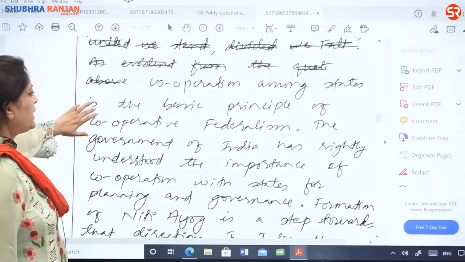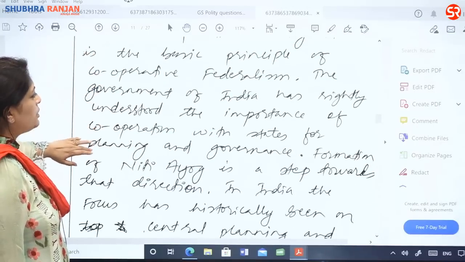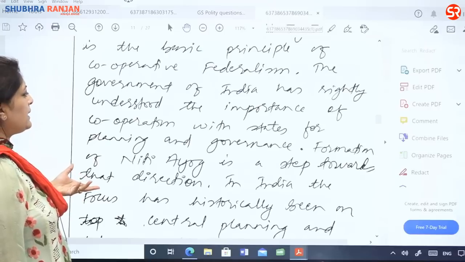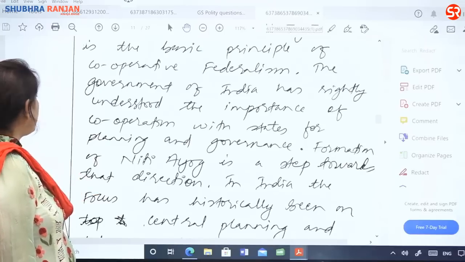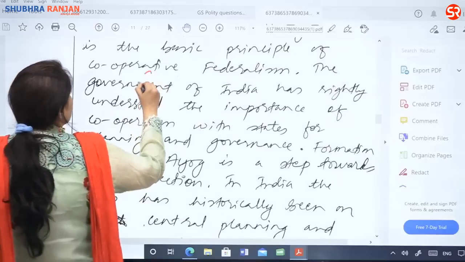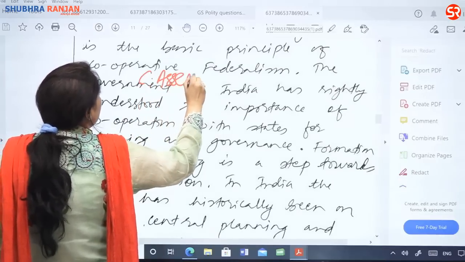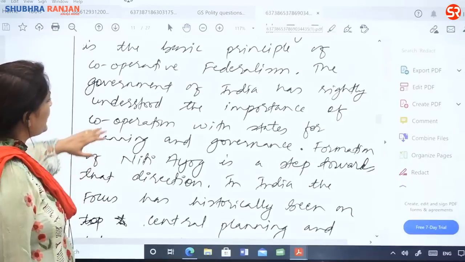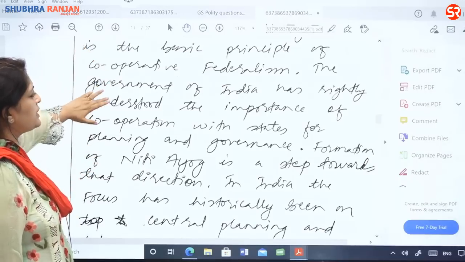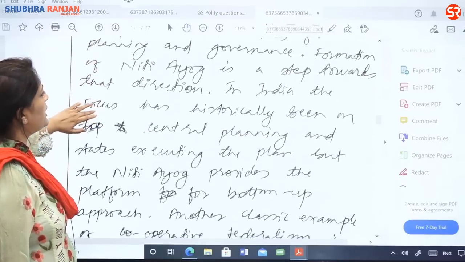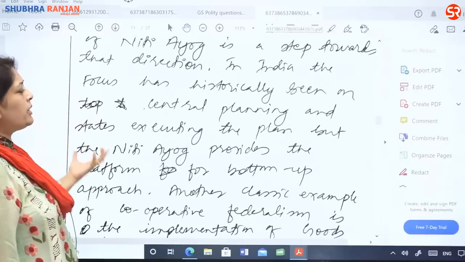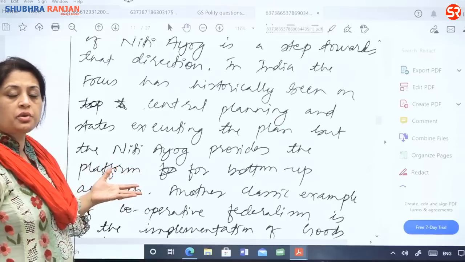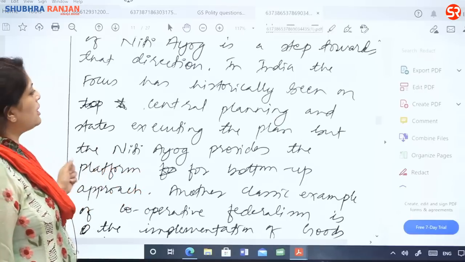"The government of India has rightly understood the importance of cooperation with the state for planning and governance." Did the government of India do this, or did the Constituent Assembly do this? Please be careful in what you are writing. Suddenly from the government of India you jumped to the Constituent Assembly. "Formation of Niti Aayog is a step towards..." What about the constitutional provisions like the Finance Commission? What about the constitutional provisions like the Interstate Council?